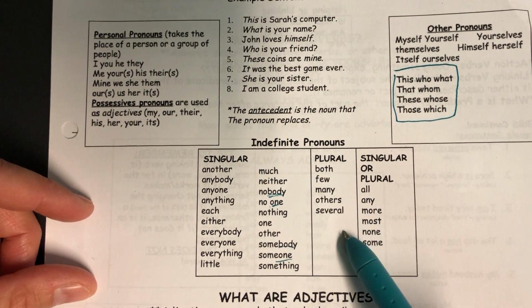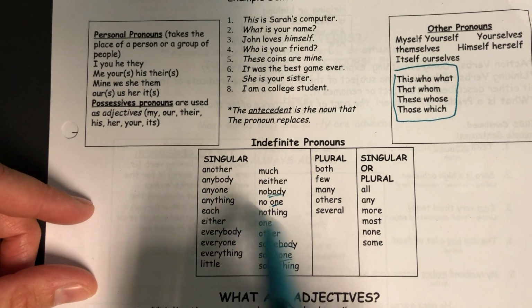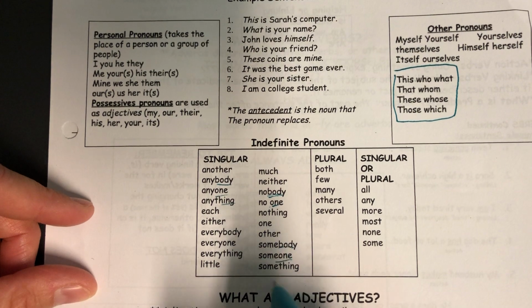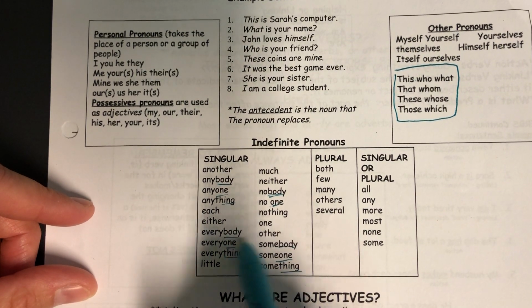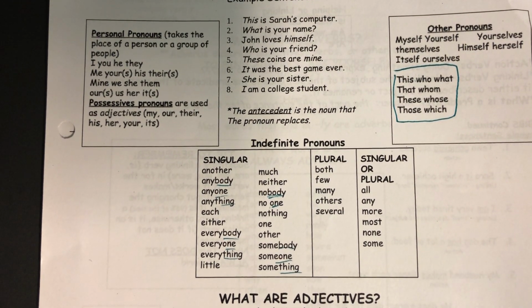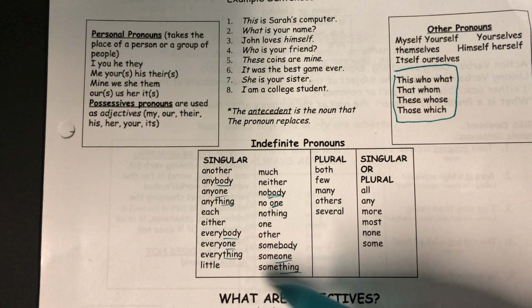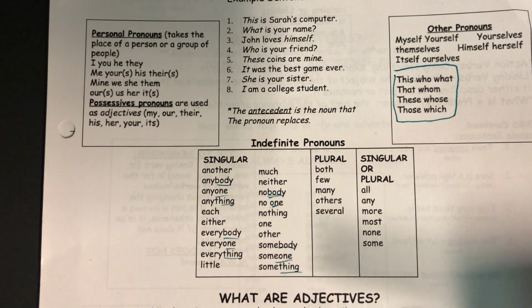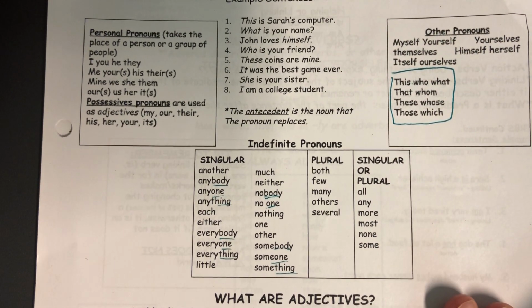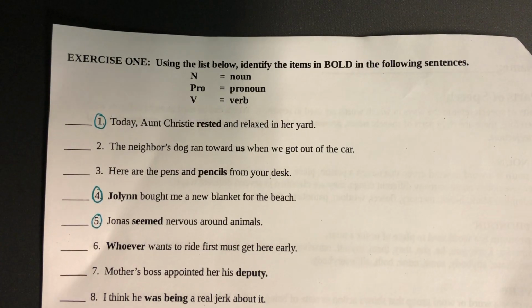Both, few, many, others, several, another, anybody, see? Anyone, anything, something, everything, everyone, everybody. Those are the easy indefinite pronouns because we think of body and one, but these are important for you to know and to have in front of you when you're taking your test, just to be aware of that. This is also good to have in front of you when you're doing this activity.